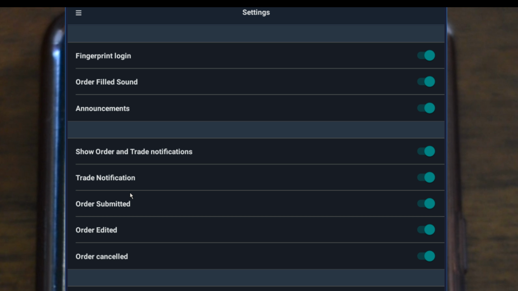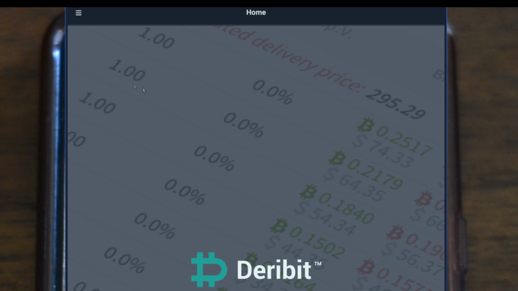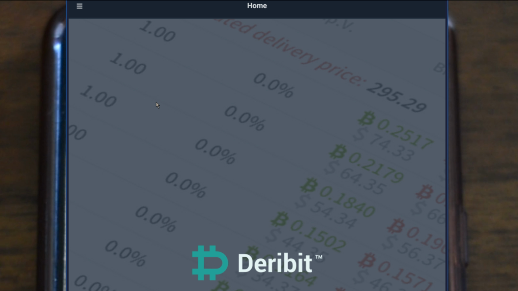You can use this to select your preferences for push notifications, helping you keep up with your positions while you're on the go. That concludes the video guide for the Deribit mobile app version released July 10th, 2018. More features and functionality coming soon.